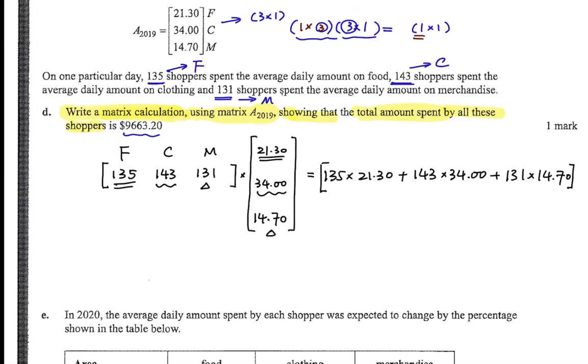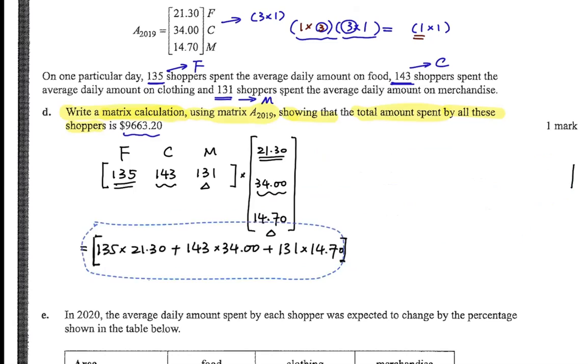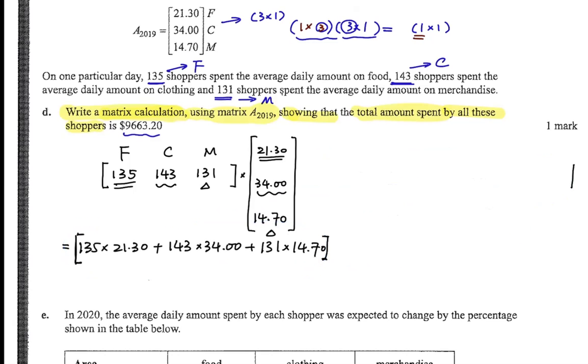What you must include is the square bracket here to represent the matrix, just in case, okay? Be very careful with that small detail. So this will be 9663.20. And we can verify if it's true on our CAS calculator.